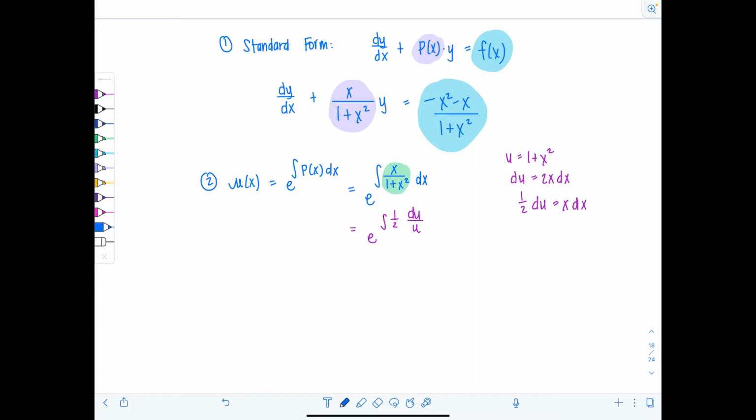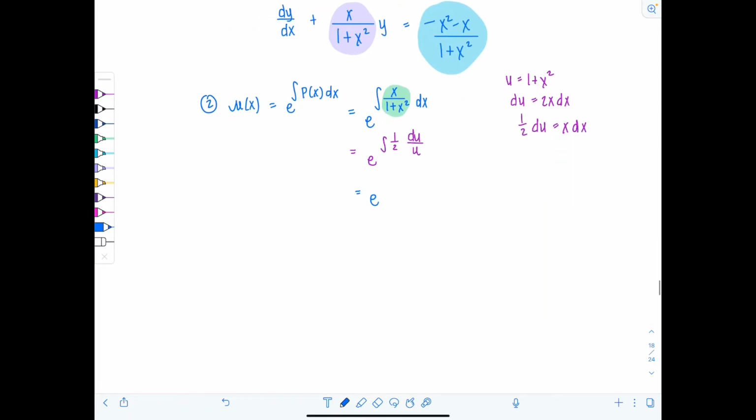So we're going to end up with e raised to the 1/2 times the natural log of the absolute value of u. u was 1 plus x squared. I don't need a plus C. This integrating factor is just going to be a function that enables me to integrate my differential equation. So the constant is irrelevant. It's not going to play a part in the final solution, right? This function is just a tool.